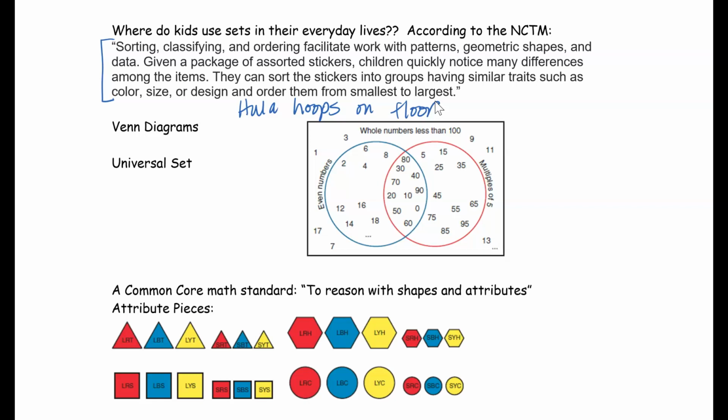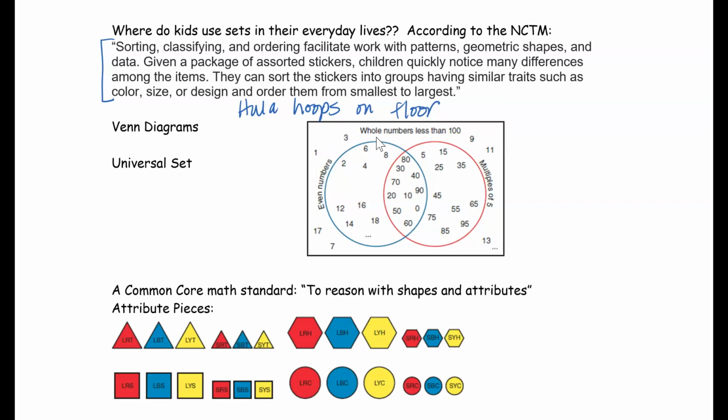And we're basically just comparing two groups of things. Now you can have Venn diagrams with more than two groups. Like in this diagram here, we just have two groups. So we have the multiples of 5 here on the right and the even numbers on the left. You can have Venn diagrams with 3 and 4 and even more. We're going to focus on Venn diagrams with 2 right now. But let's go through and actually identify what all of the parts are.